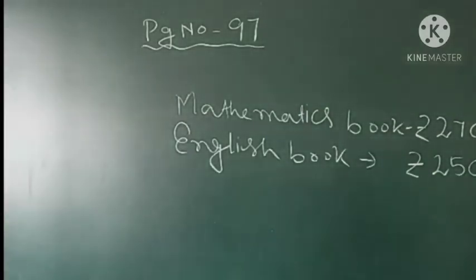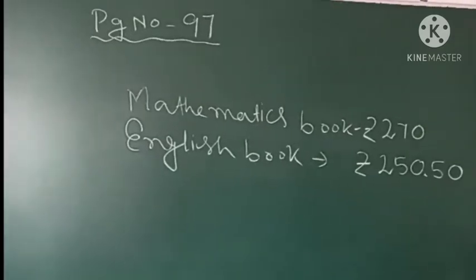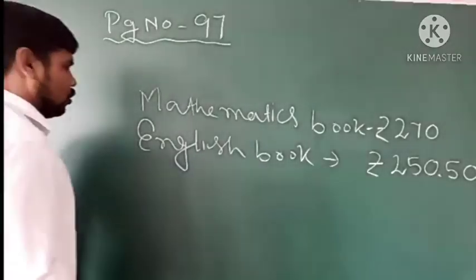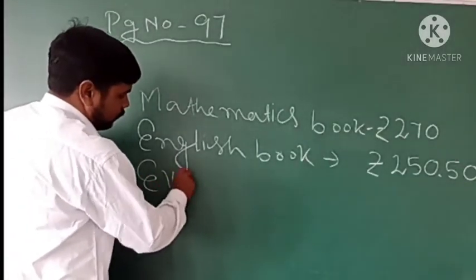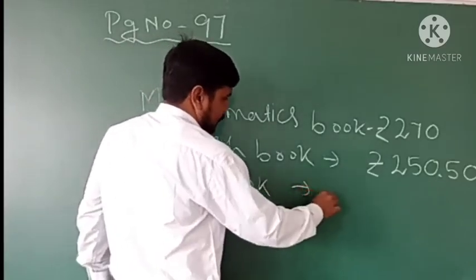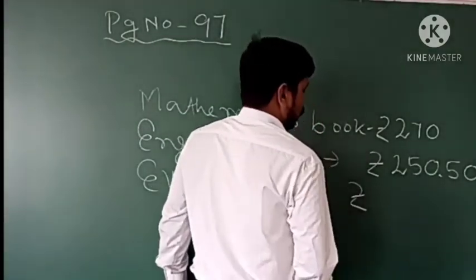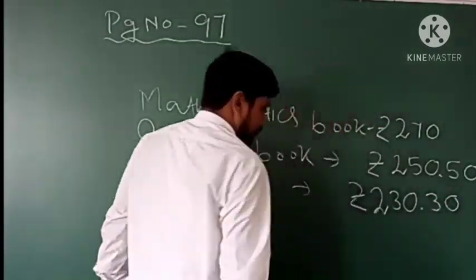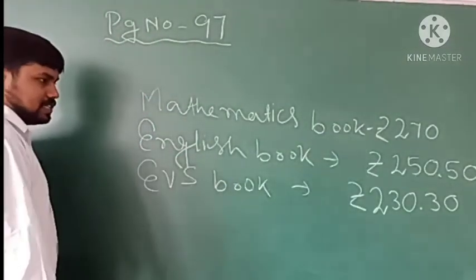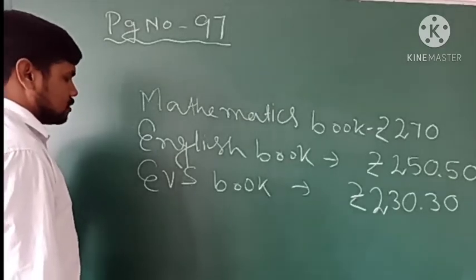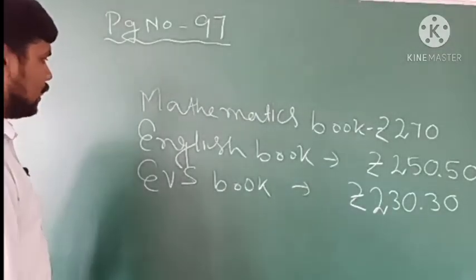So this chapter is totally based on rupees and paise. That is why I have taken 250 rupees and 50 paise. And then suppose I am taking the cost of the EVS book as 230 rupees and 30 paise. So whatever is after the decimal is in paise. And after that we have the maths, English, EVS, GK books and the Hindi book.